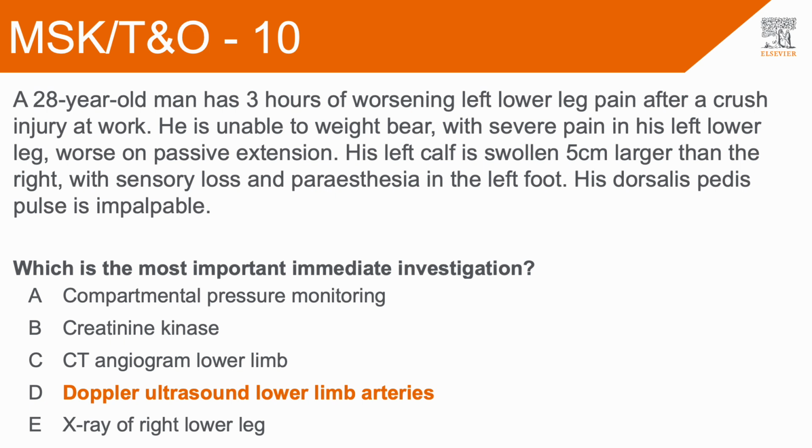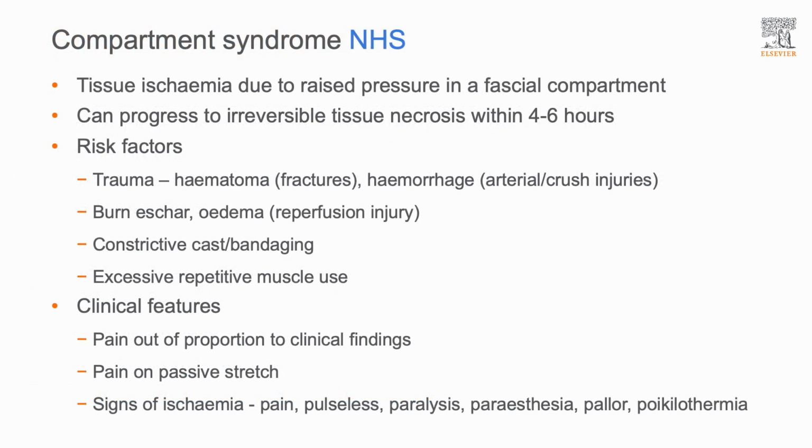The underlying diagnosis in this case is acute compartment syndrome, and there is evidence of acute limb ischemia. Hence, the correct answer is D, Doppler ultrasound lower limb arteries. Compartment syndrome describes tissue ischemia due to raised pressure in a fascial compartment. This can progress to irreversible tissue necrosis within 4 to 6 hours without effective treatment. Risk factors include trauma with hematoma relating to fractures in the regional area, or hemorrhage relating to arterial or crush injuries.